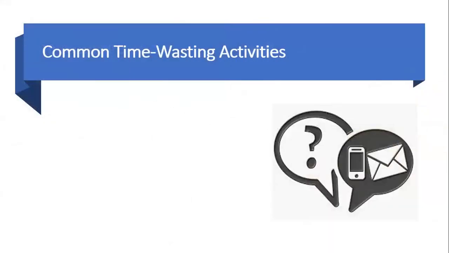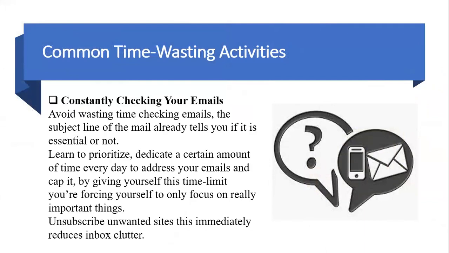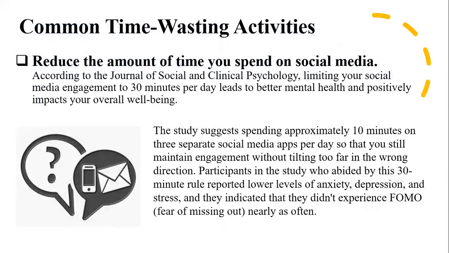Now, let's look at some common time wasters. Avoid wasting time checking emails. The subject line of the email tells you if it is essential or not. Learn to prioritize and cap the amount of time you spend on emails. Unsubscribe to the unwanted sites. This immediately reduces your inbox clutter. Reduce the amount of time you spend on social media, especially at the office.